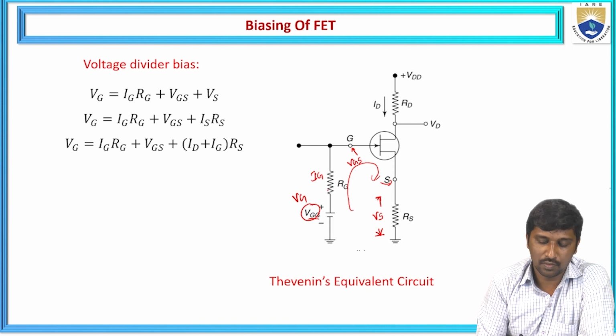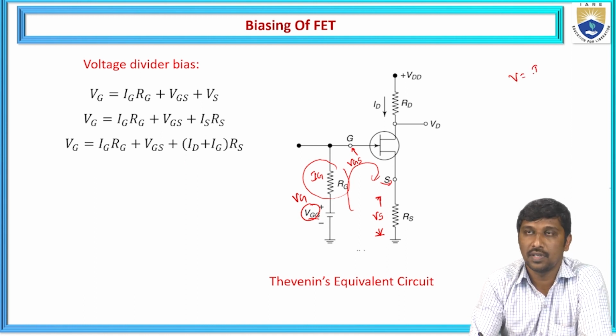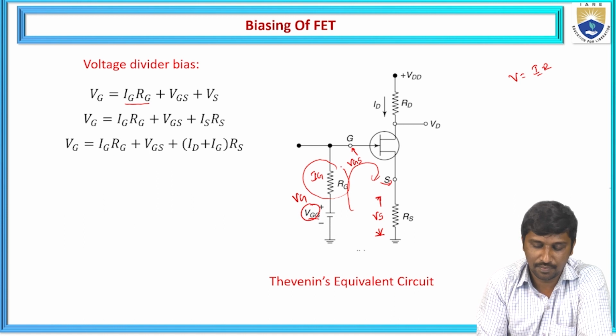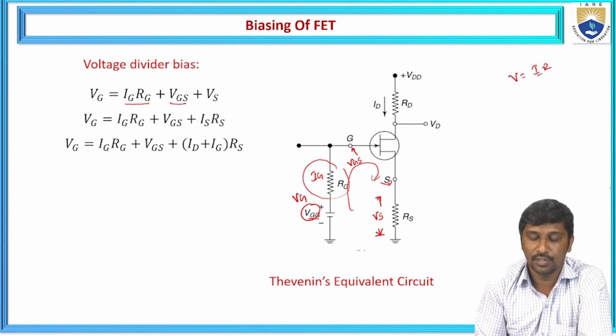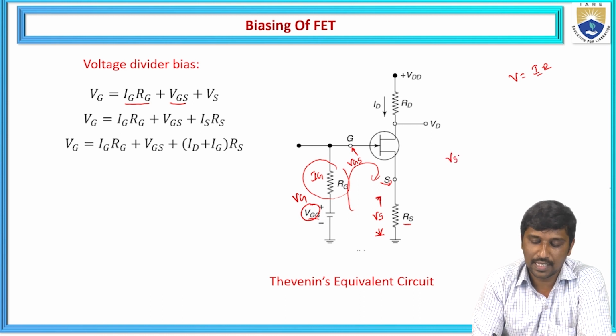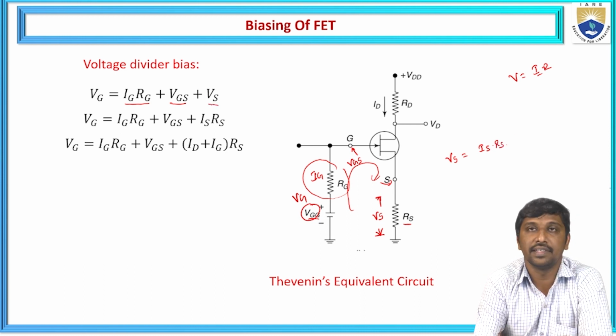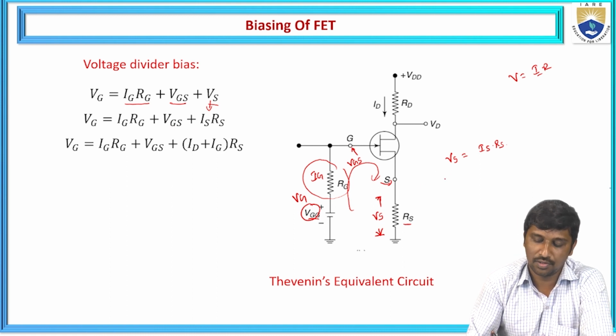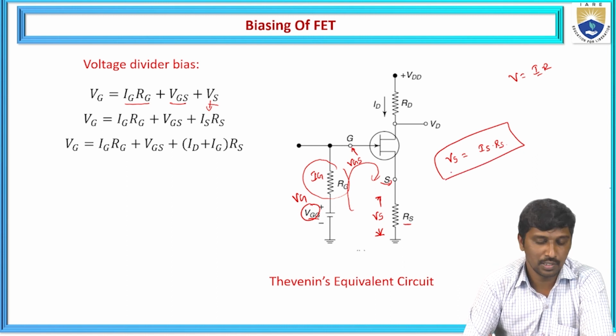Hence, VG is equal to the voltage drop across this RG, generally we know that V is equal to I into R. I means which current flows? IG. Hence IG times RG plus the potential difference between gate and source, that is VGS, and the voltage drop across the RS. So we can directly write Vs, or you can also write Is into Rs. First I represented Vs, now I'm going to replace this Vs with Is into Rs. Hence VG is equal to IG times RG plus VGS plus the voltage drop at the source. From this circuit we know that Vs is equal to Is into Rs.